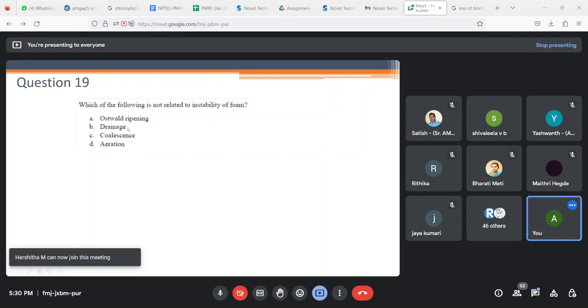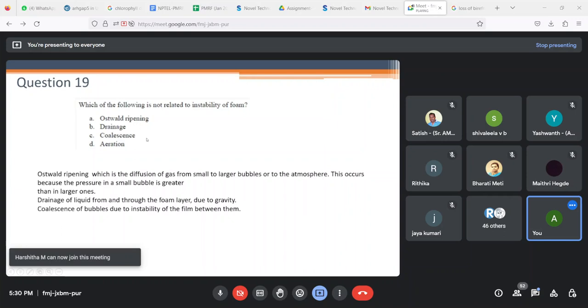And coalescence, as we say, is when smaller bubbles come together to form a bigger bubble, and that will also pop. So there are three options: Ostwald ripening, drainage, and coalescence lead to popping of the bubbles or instability of the foam. Whereas aeration, when you supply air, will increase the foam stability. Hence, the answer to this question is option D.